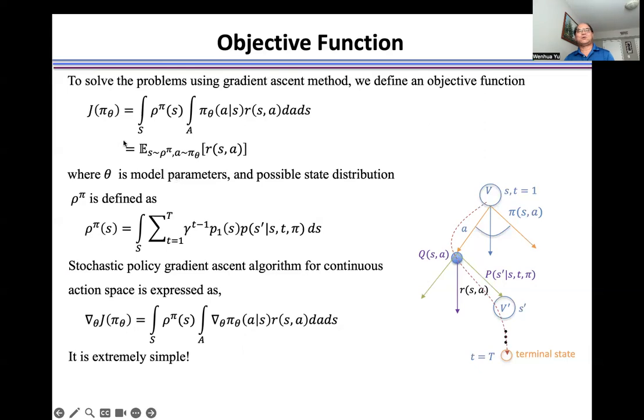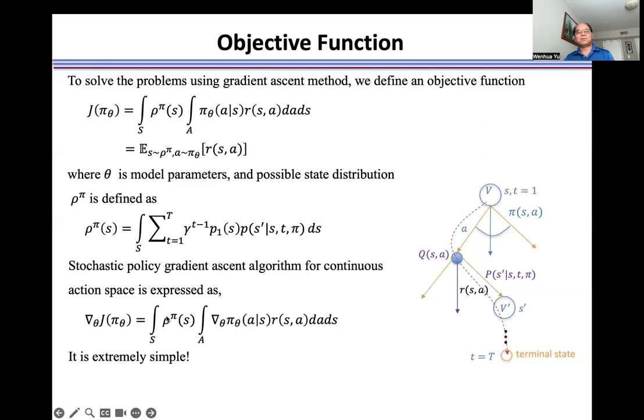So if we want to find the maximum value of the objective function, we need to calculate the derivative of the objective function with regard to the model parameters theta. We calculate the derivative with respect to theta.